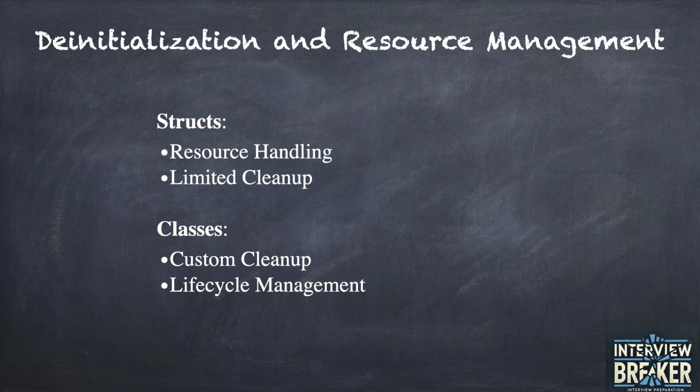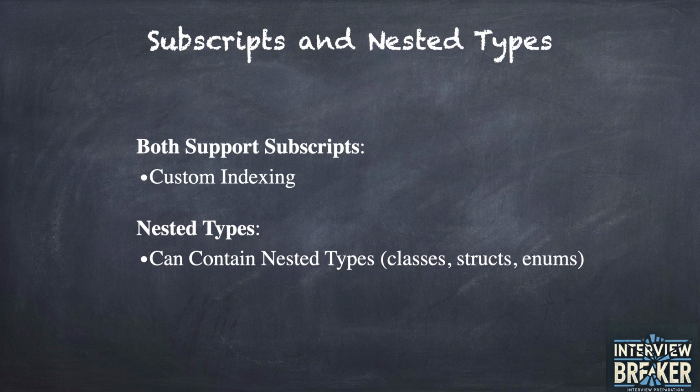Deinitialization and resource management. Structs must ensure resources are released appropriately since they lack deinitializers. Classes. Deinitializers allow for custom cleanup when an instance goes out of scope. Subscripts and nested types. Both can define subscripts for custom indexing and contain nested types within their scope.